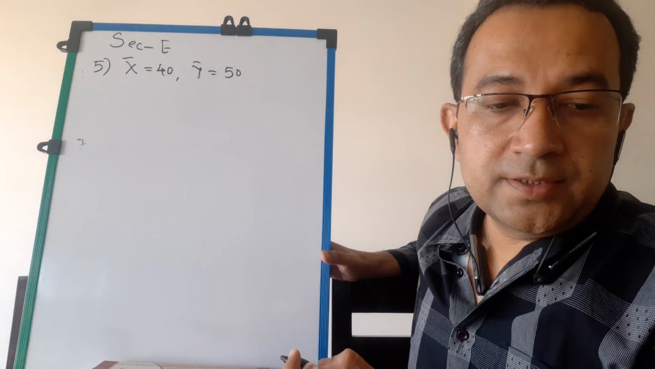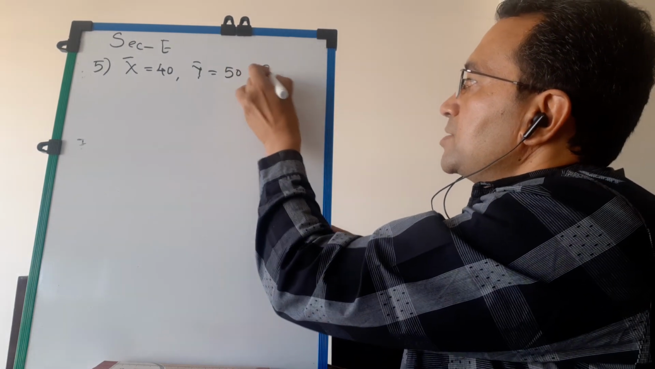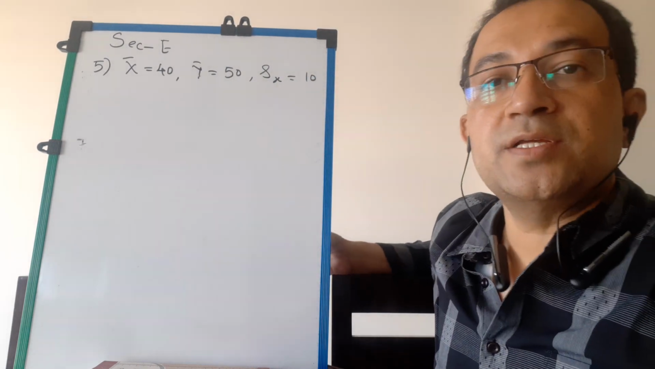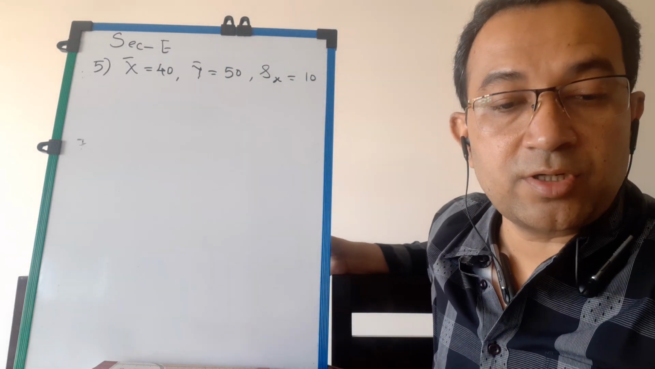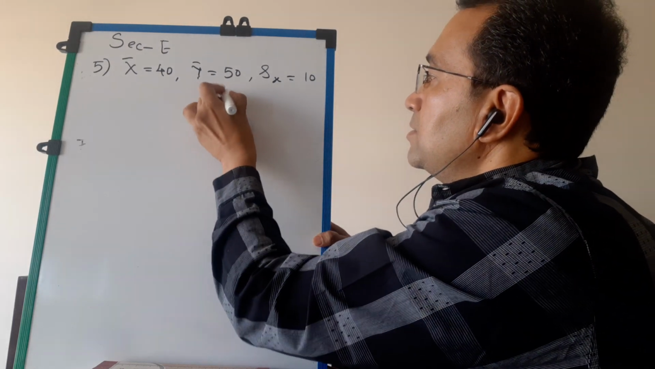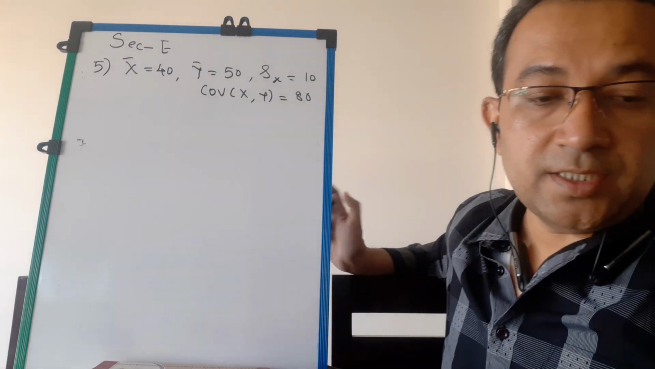Then they have given that variance of x is 100. So Sx will be 10. Variance of y is given as 256, but that is not used in the sum, so I am not writing. And covariance is 80. Covariance between x and y is 80.